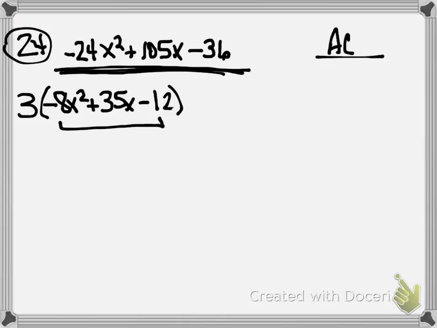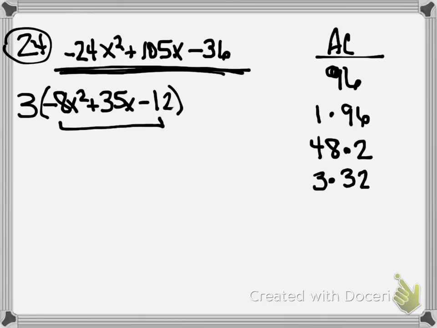So A times C is going to be 12 times 8, which is 96. Now let's look at factors of 96. So 96 is 1 times 96, and we're trying to get to 35. Or it's 48 times 2. That's not going to get us to 35. Or it's 3 times 32. Well, 3 plus 32 is definitely 35.